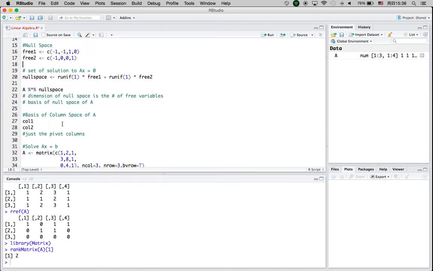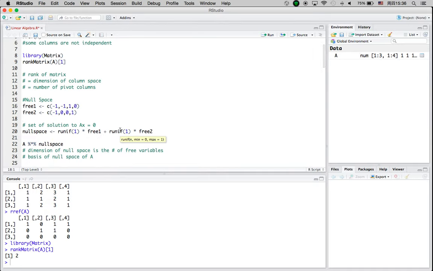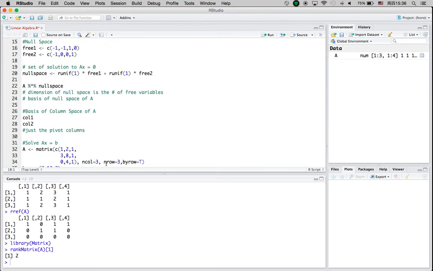So now let's take a look at the null space. The null space is actually the set of all possible solutions that make Ax equal to 0. So if we have an x here, and if x multiplied by this matrix A returns 0, then that x falls into the null space. So now let's take a look at some particular vectors in the null space.